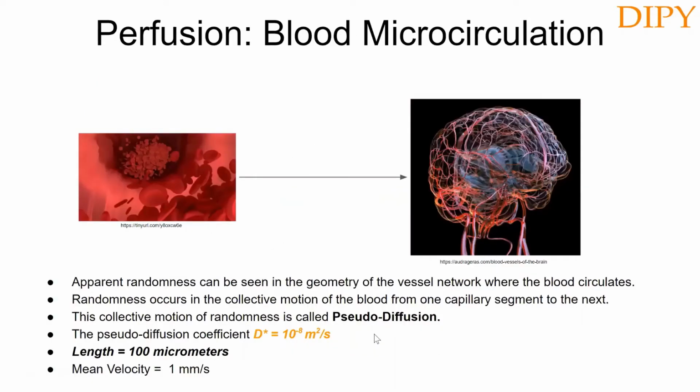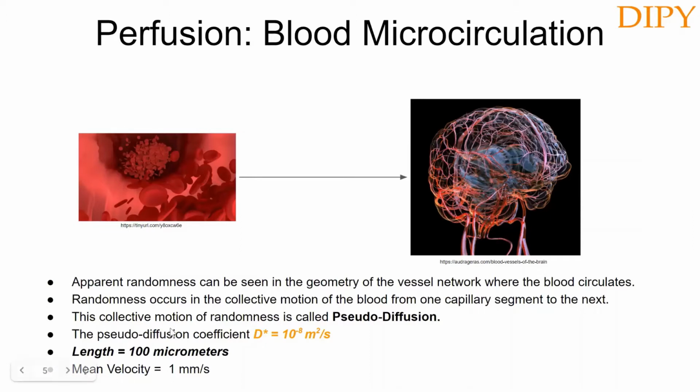Perfusion, on the other hand, which is trying to capture the blood microcirculation, is also a random process, but it occurs in the geometry of the vessel network where the blood circulates. This is a toy figure that I wanted to give to get the message across. The randomness occurs due to the blood flowing in the capillary segments. So in these small, randomly oriented segments, that's where the perfusion occurs. And the collective motion is also random, so it can often be confounding the diffusion in a diffusion acquisition.